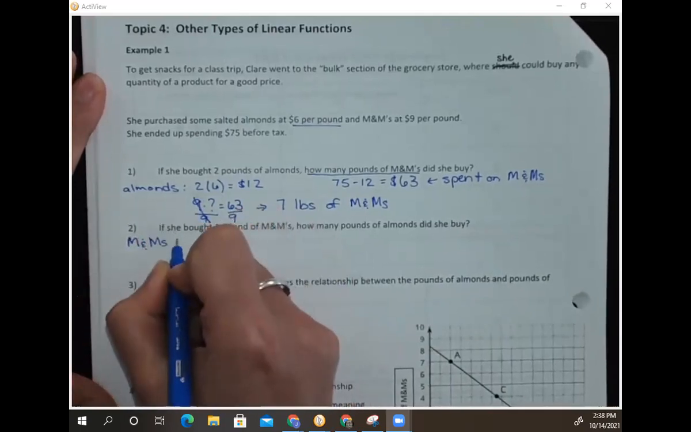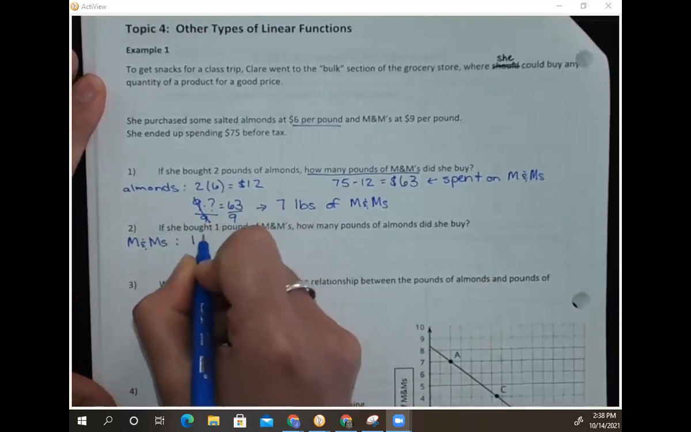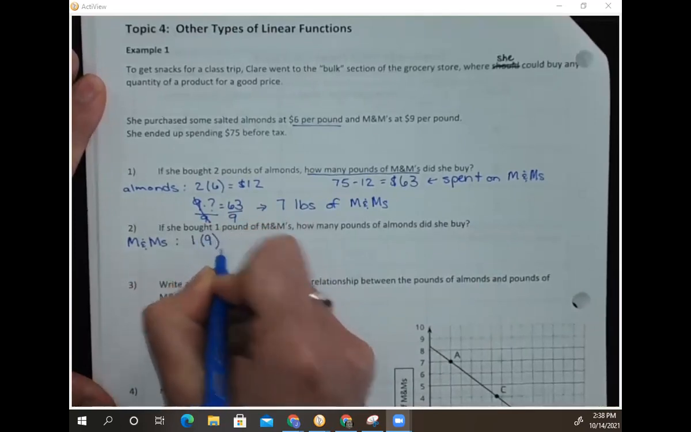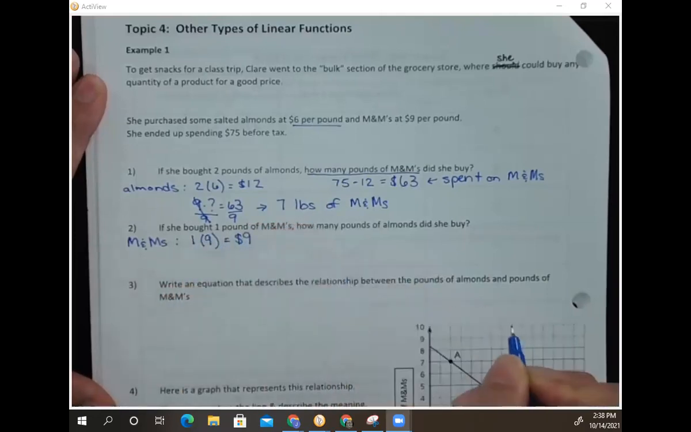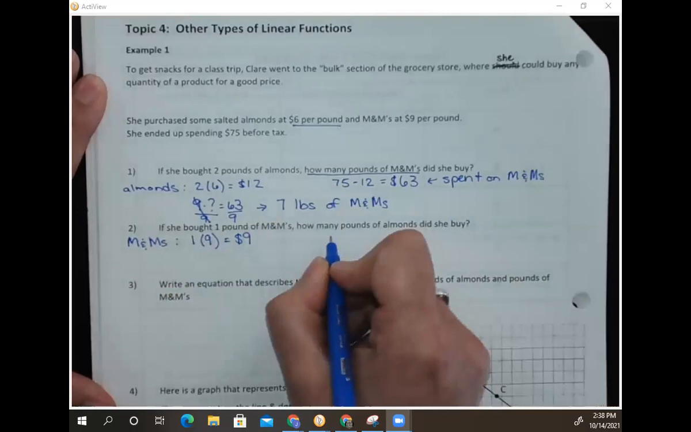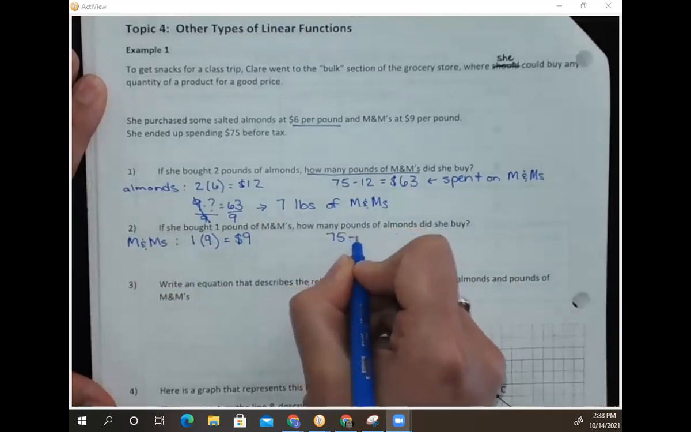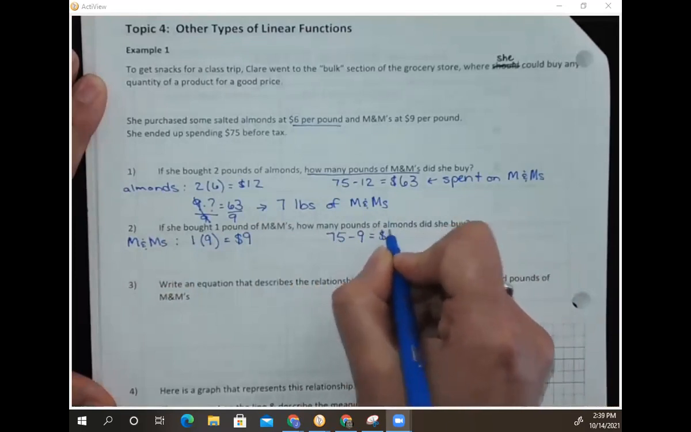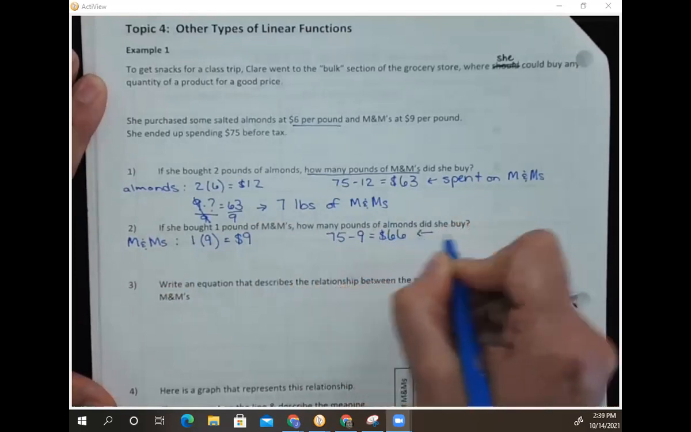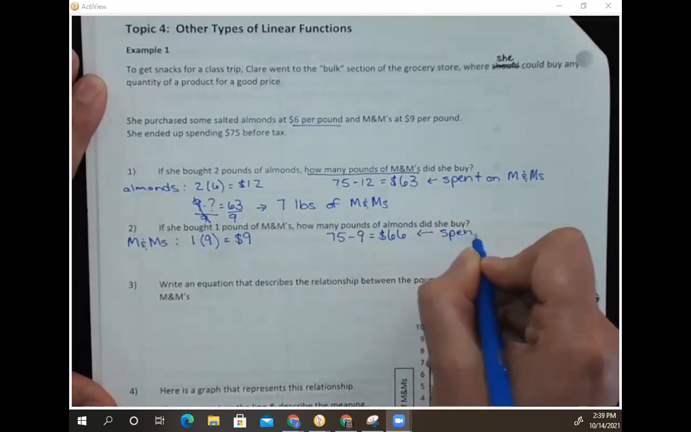So we're starting with information about M&Ms on this one. We're buying 1 pound of M&Ms, and they cost $9 per pound. So that means I spent $9 on M&Ms. I'm going to subtract that from my total, and that tells me that I spent $66 on almonds.